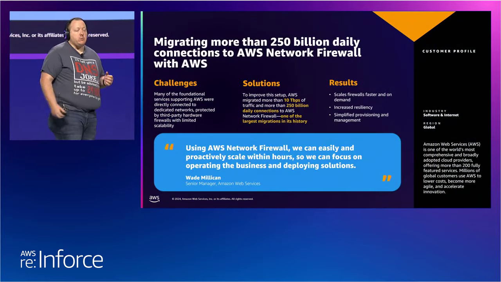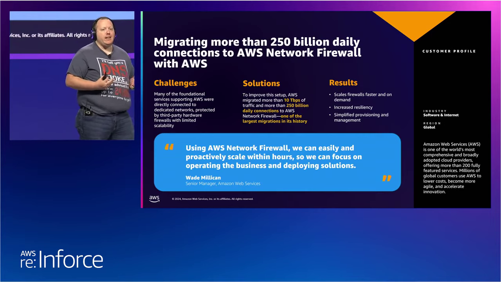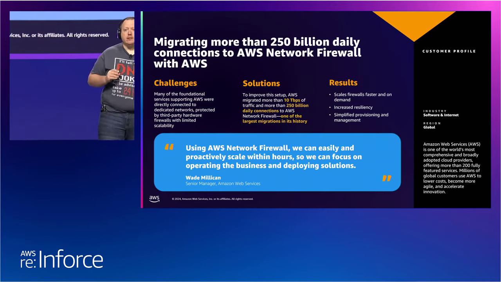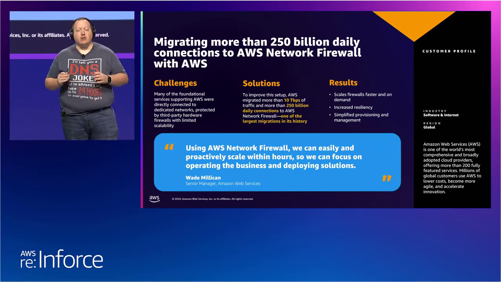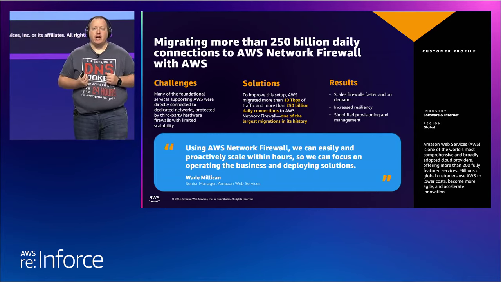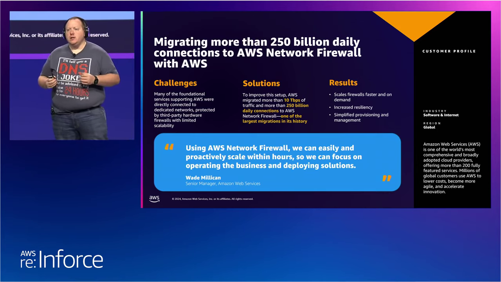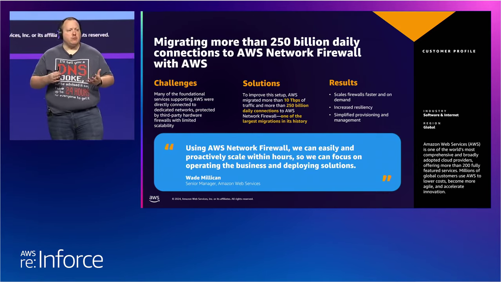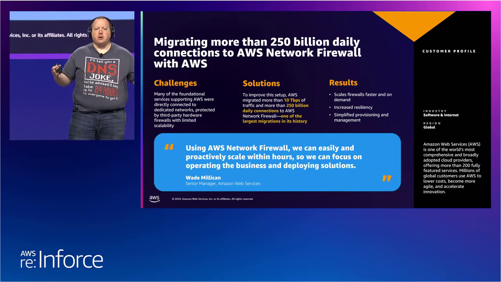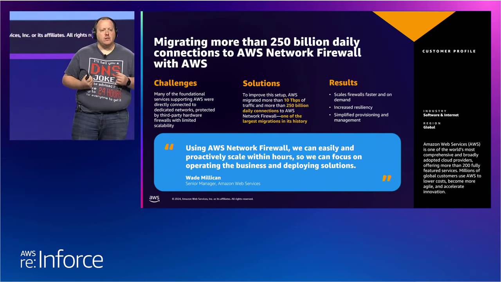We were able to migrate more than 250 billion daily connections. Yeah, that's billion with a B, daily connections, and over 10 terabits per second sustained traffic to AWS Network Firewall. We were able to move off of physical firewalls, from several hundred physical firewalls to that distributed model. And we'll talk about what that design pattern looks like here in a second.